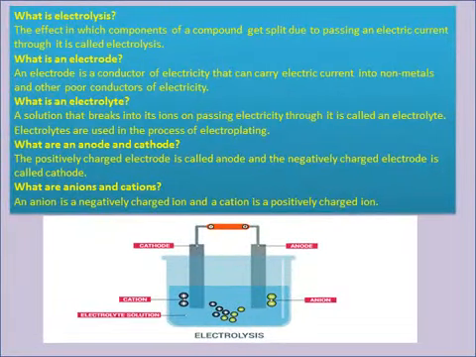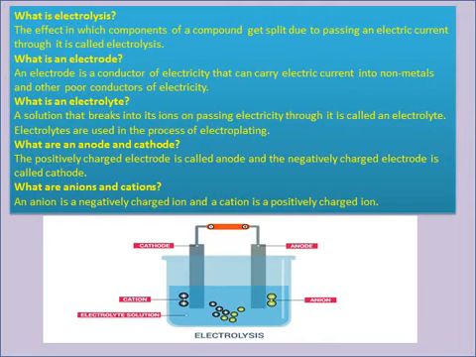Children, let us discuss some of the important terms in the process of electrolysis. What is electrolysis? The effect in which components of a compound get split due to passing of an electric current through it is called electrolysis. What is an electrode? An electrode is a conductor of electricity that can carry electric current into nonmetals and other poor conductors of electricity.